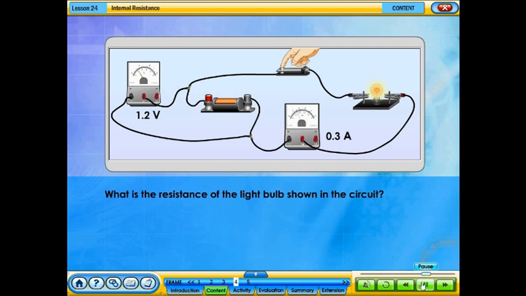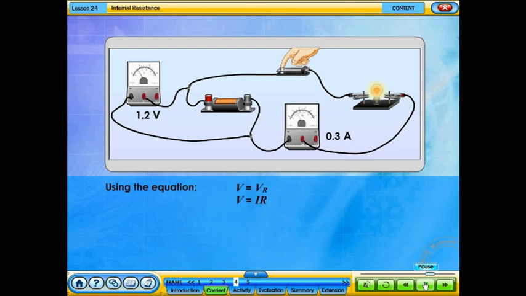What is the resistance of the light bulb shown in the circuit? Using the equation, the potential difference across the cell in a closed circuit equals the potential difference across the external resistance, and the potential difference across the external resistance equals the current times the external resistance. Hence, the resistance of the light bulb is 4.0 ohms.